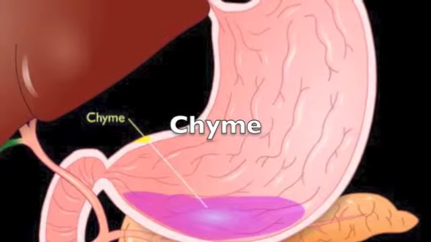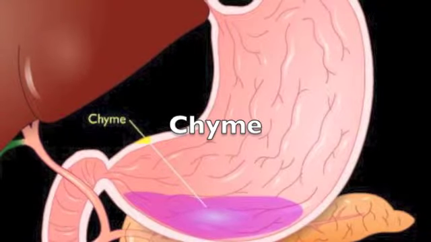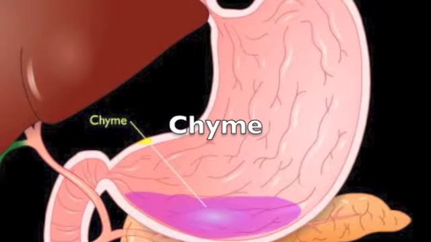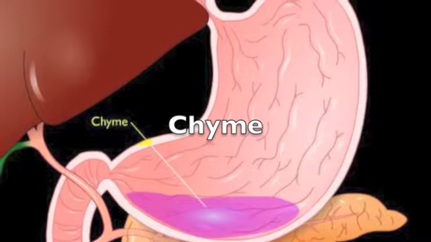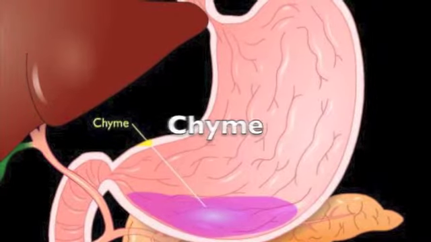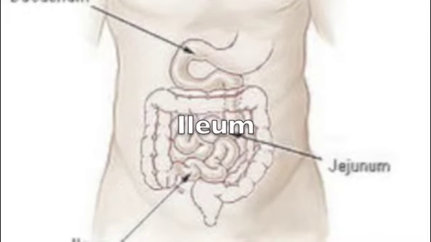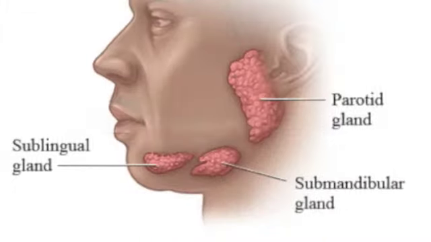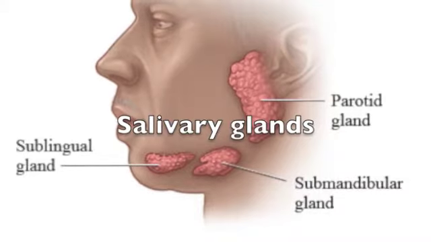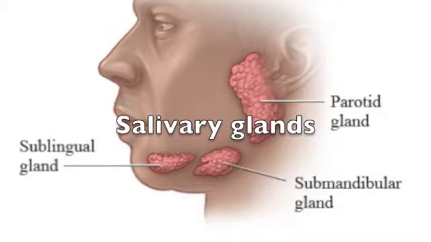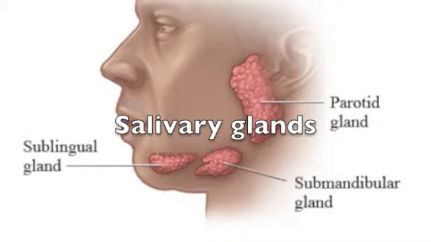Food in the stomach that is partly digested and mixed with the stomach acid. Chyme goes on to the small intestine for further digestion. The last part of the small intestine before the large intestine begins. Glands located in the mouth that produce saliva. Saliva contains enzymes that break down carbohydrates into smaller molecules.